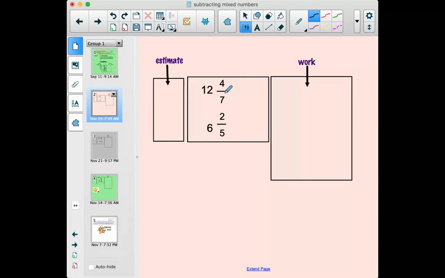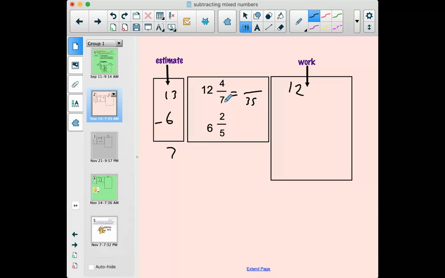4/7 is more than half. So this is close to 13. 2/5 is less than half. So this is close to 6. My answer should be close to 7. Let's see if it is. Okay, so 12 and 4/7. I want to rewrite that 4/7 because I noticed these do not have common denominators. So if you think about 7 and 5, the lowest common denominator they're going to have, it might take a little bit to come up with this, is 35.